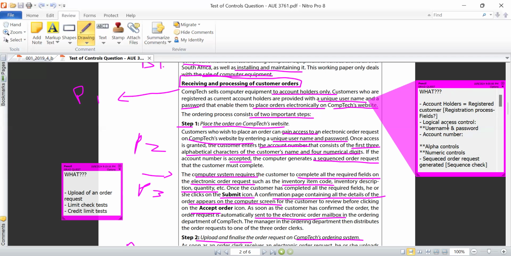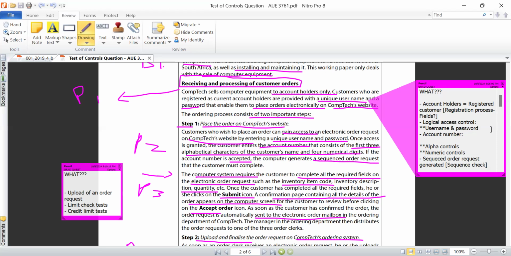And then logical access control is another example. What are you going to do? You are going to attempt to access the order system on the company's website by entering an invalid user name and password to verify, or to determine, whether the system would reject processing further. That's what you're supposed to do there, right? And then you can do the rest.